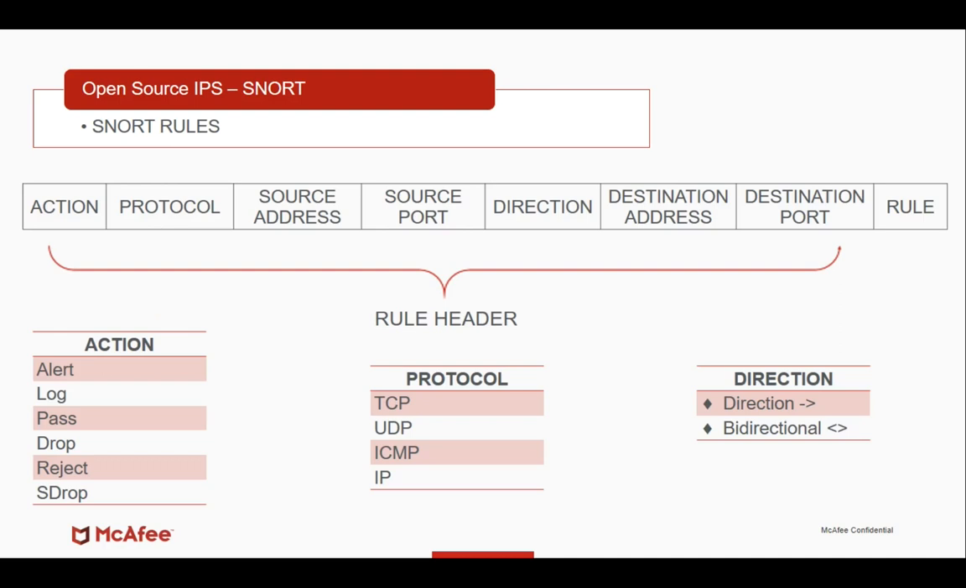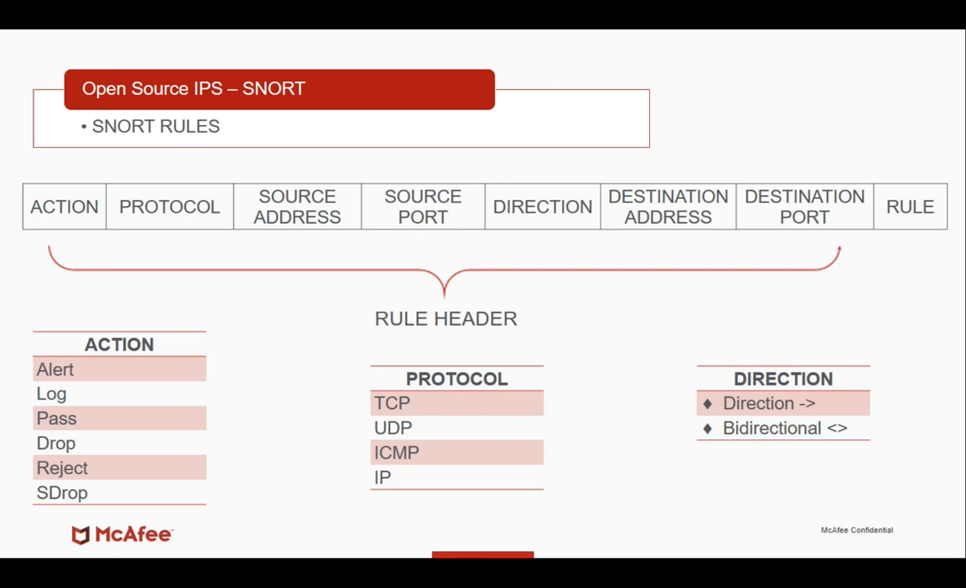A simple Snort rule has the following structure. The first thing that you configure while writing a Snort rule is the action. What action do you want the IDS or the IPS to take if it satisfies a particular rule? So the action can be something like just alert that there is something going on, just log that something happened, just let the traffic go, which is pass, or drop the packet, that is, block the traffic and log an entry.